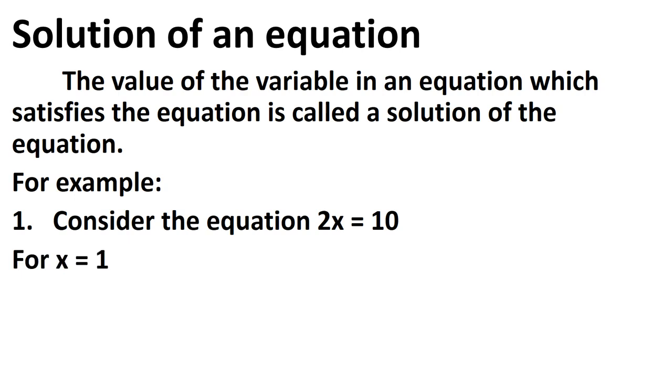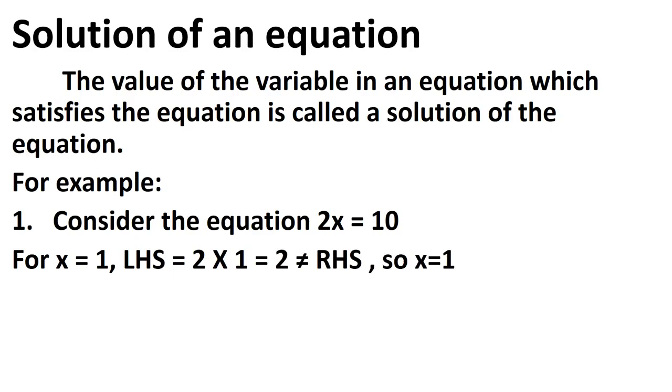For x equal to 1, suppose we write down x equal to 1. Now see the left hand side. 2x means 2 multiplied by 1, because we are taking x equal to 1, which is equal to 2. And is this equal to the right hand side? No. On the right hand side we have 10. It is not equal to the right hand side. So, x equal to 1 is not a solution.